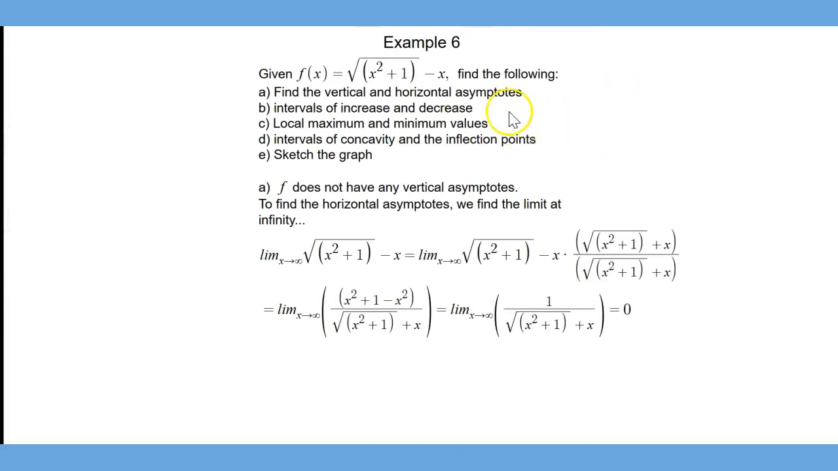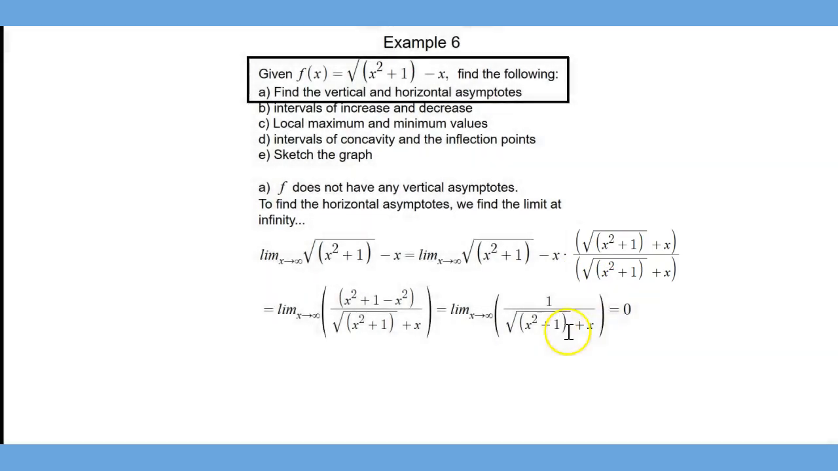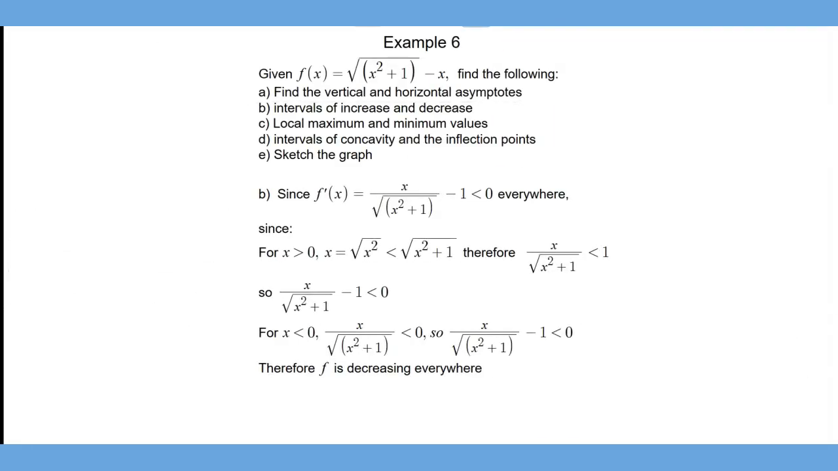Example 6. Now you're asked to find the vertical and horizontal asymptotes in addition to all the other stuff. So remember to find the asymptotes. This doesn't have any vertical asymptotes. But to find the horizontal asymptote, we'll find the limit at infinity. And you brush off those skills. So as x goes to infinity, we can multiply by the conjugate over the conjugate. And we see that this goes to 0. So we have a horizontal asymptote at y equals 0.